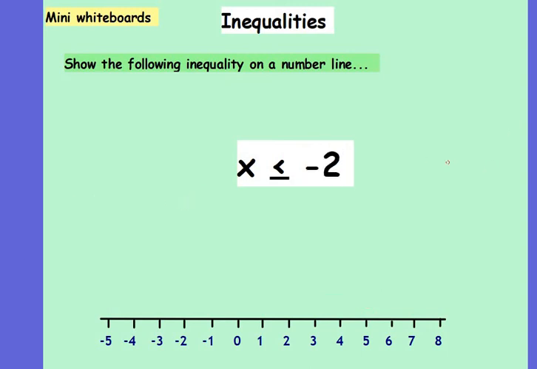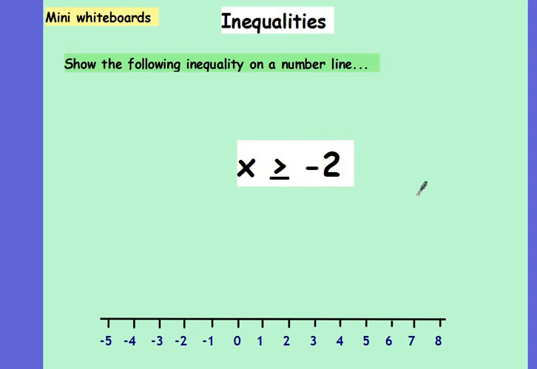How about now, Year 8? Pause the video, light blue books. Okay, this time we need a less than or equal to sign, but on the negative 2. And we can say that x could be negative 3, negative 4, negative 5, all of those would work.